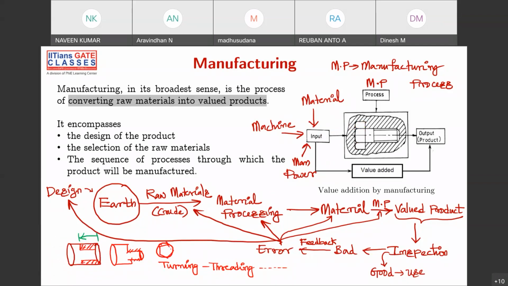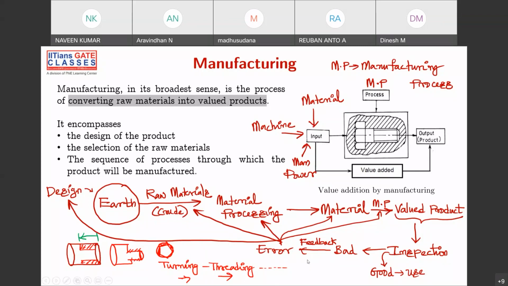So I want to remove this stuff, and to remove it I'll be using some milling machine. So like this: turning, then threading, then milling, and so on. This is called routing, process by process. You can't do the threading operation until you complete the turning operation. So this is called routing.